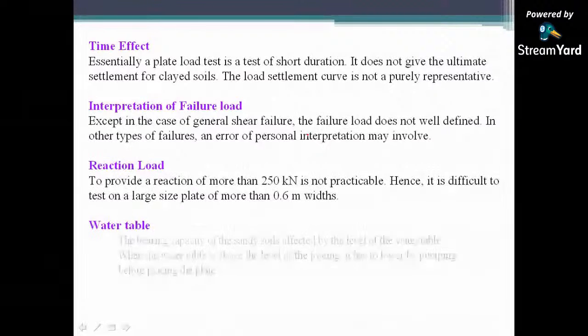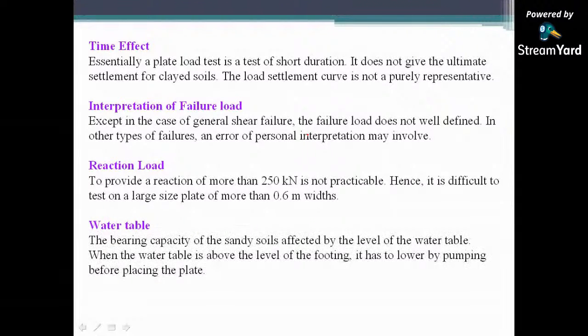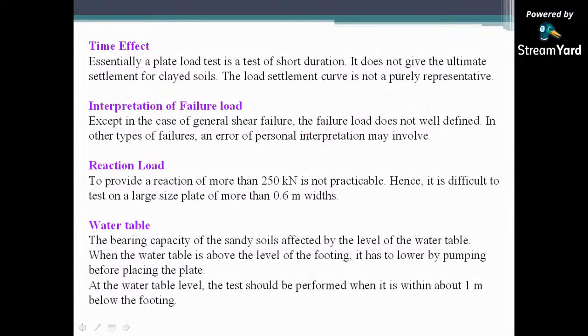Water table: the bearing capacity of sandy soils is affected by the level of the water table. When the water table is above the level of the footing, it has to be lowered by pumping before placing the plate. The test should be performed when the water table is within about 1 meter below the footing.